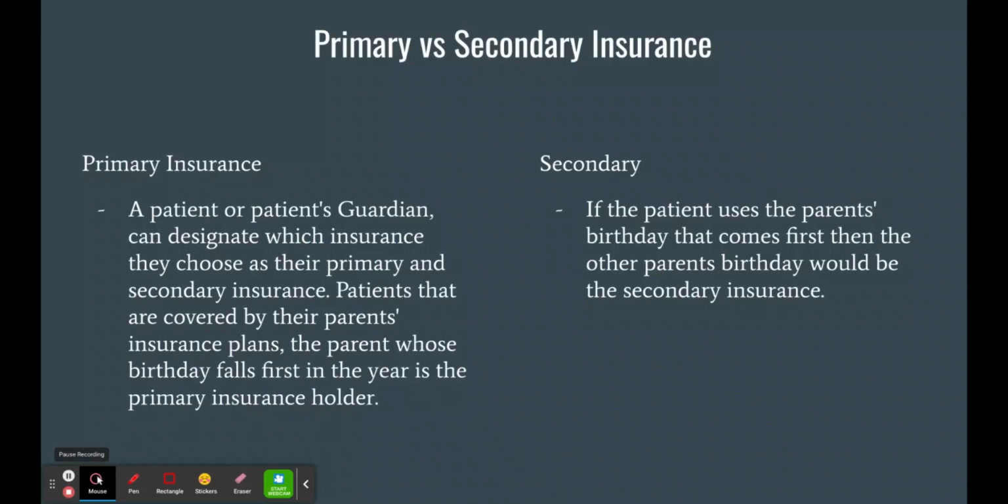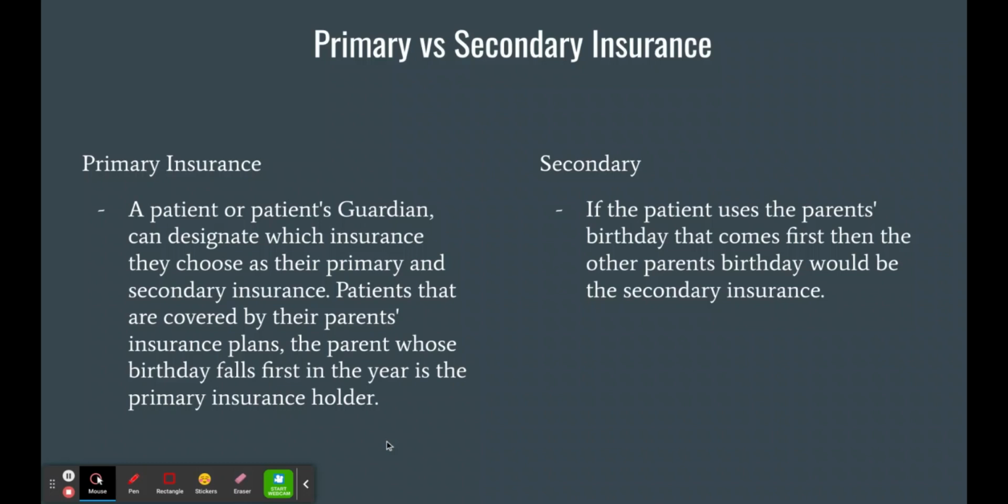Primary versus secondary insurance. A patient or a patient's guardian can designate which insurance they choose as their primary or secondary insurance. For patients that are covered by their parents' insurance plans, the parent whose birthday falls first in the year is the primary insurance holder. So, say your dad's birthday is in April and your mom's birthday is in September. Your dad would be the primary insurance holder because his birthday comes first.